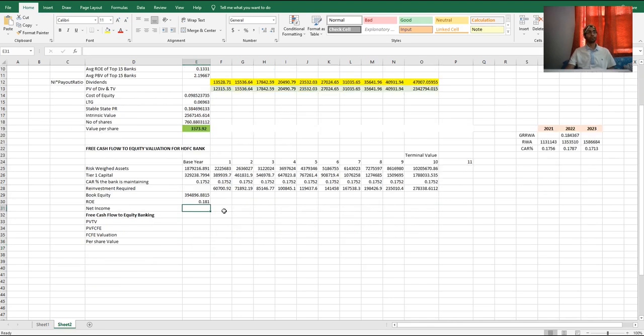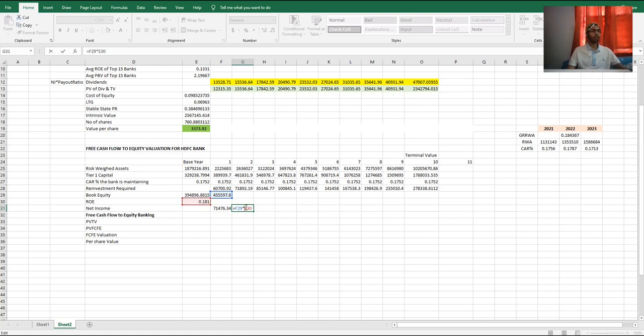Therefore, net income at year 1 is equal to 0.181 multiplied by the book equity. This is equal to 71,476.34, right? Now what is the book equity for year 2? This is equal to initial book equity plus reinvestments. This is 4.5 trillion approximately, and the return on equity remains the same. So net income here for year 2 is equal to book equity at year 1 multiplied by return on equity.